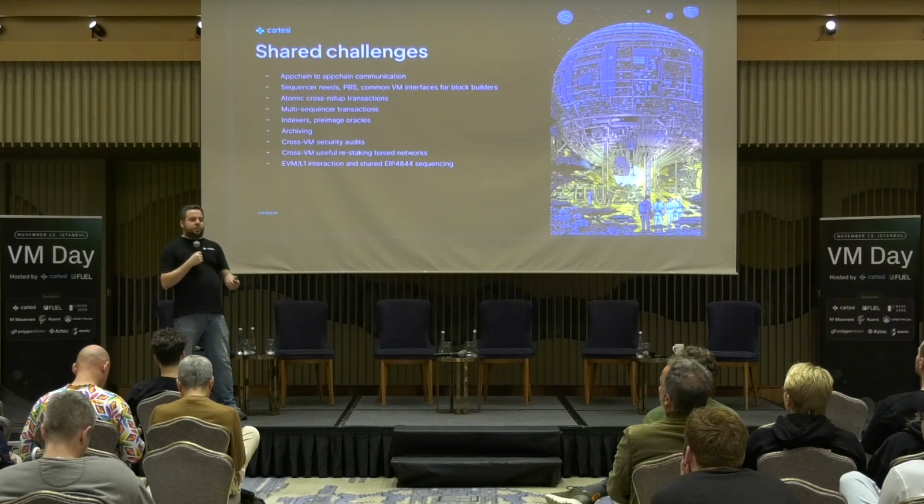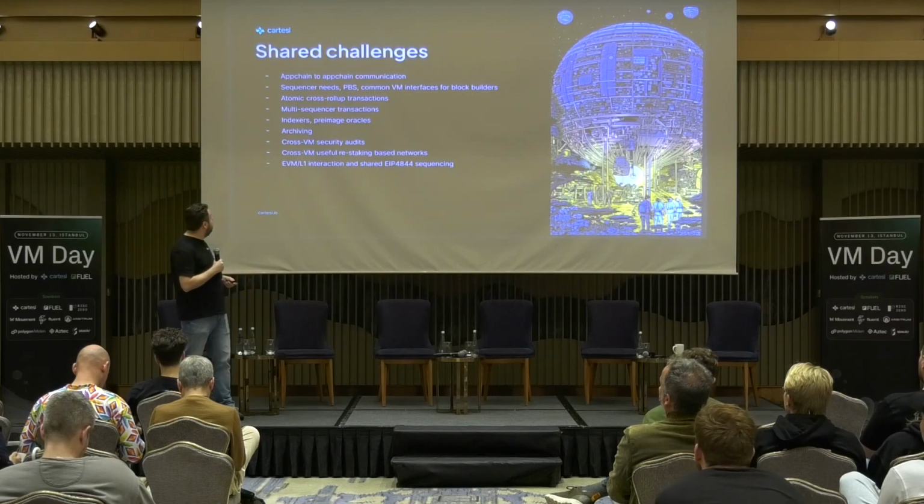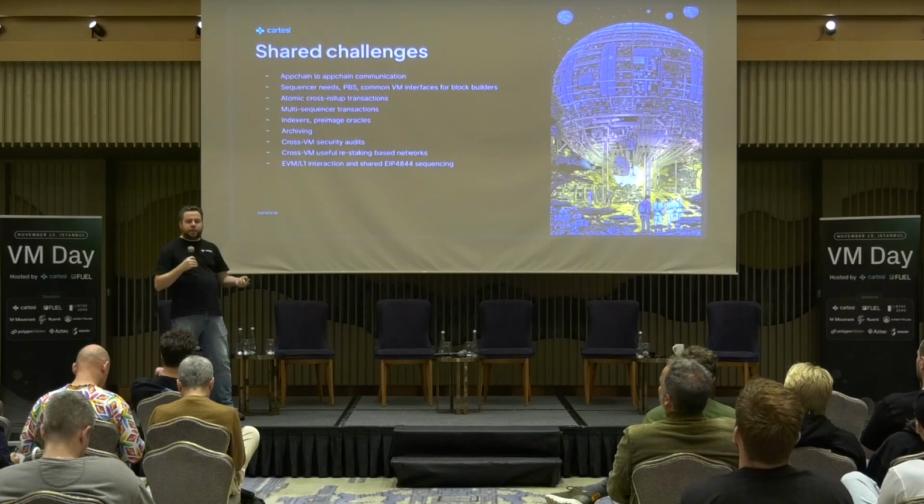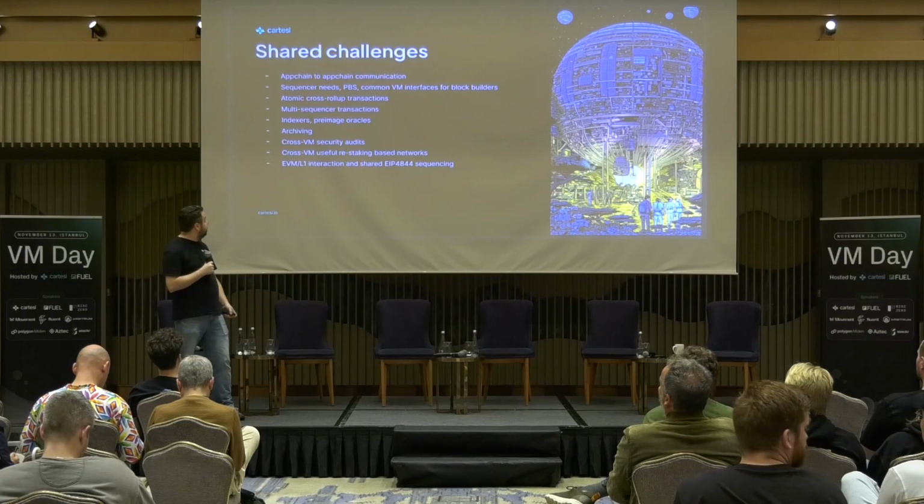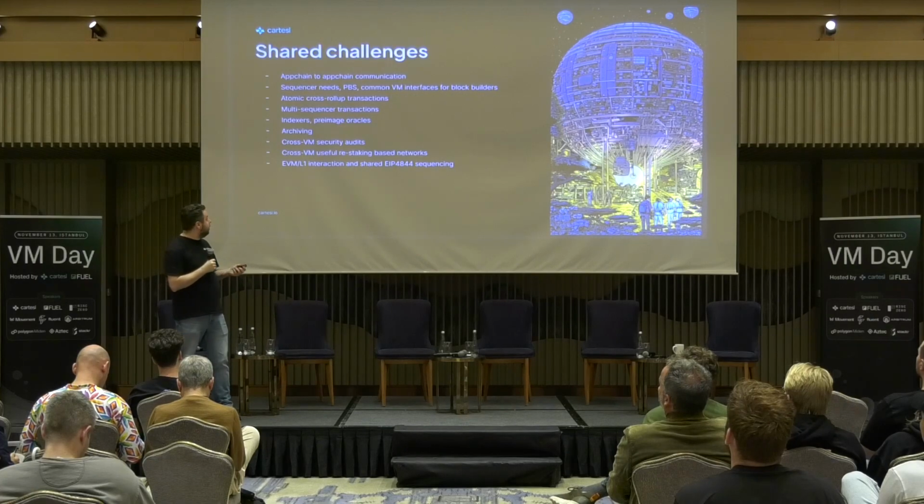How do we build those kind of virtual machine interfaces for block builders, for example, in proposer-builder separation? How do we deal with atomic cross-rollup transactions in the same way where it doesn't become a frustrating experience for the users? How do we deal with the fact that there's going to be just as many sequencers as there are rollups out there, or at least as many as it seems, with technology? Things about indexing, archiving.